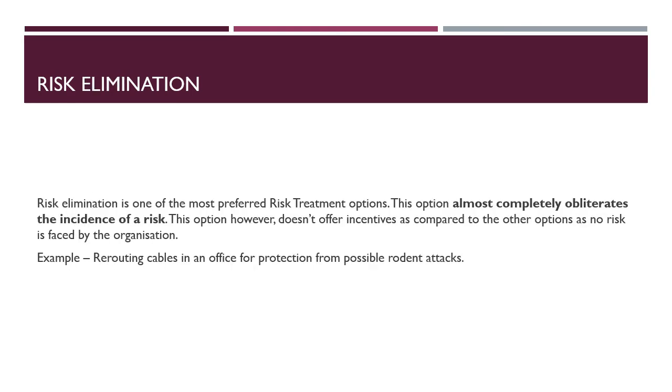Risk elimination. Risk elimination is one of the most preferred risk treatment options. This option almost completely obliterates the incidence of a risk. This option, however, doesn't offer incentives as compared to the other options as no risk is faced by the organization. For example, rerouting cables in an office for protection from possible rodent attacks.